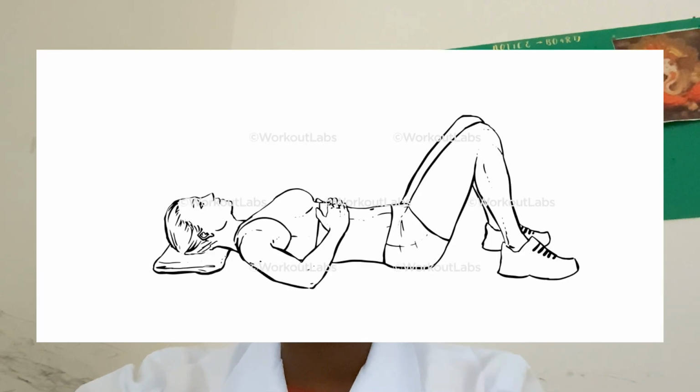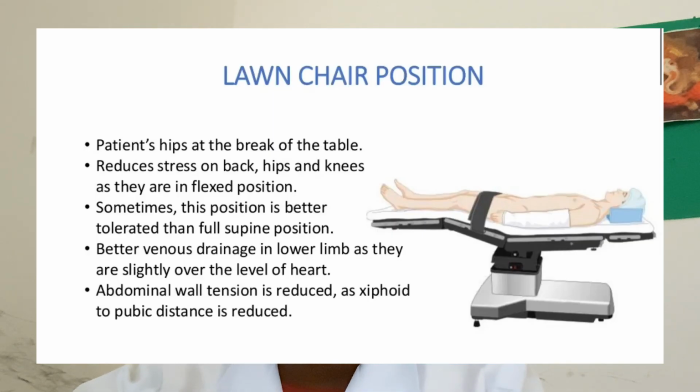Now, the difference between supine position and semi-supine position. Semi-supine position refers to where the patient is lying on the surgical table but with additional articulations. These articulations are commonly referred to as the lawn chair position, where the hips and knees are slightly flexed and above the level of the heart. The position can alleviate pressure on the patient's back, hips, and knees. A lawn chair position may be used to assist with relieving tension on abdominal structures or drainage of venous blood from the lower extremities.